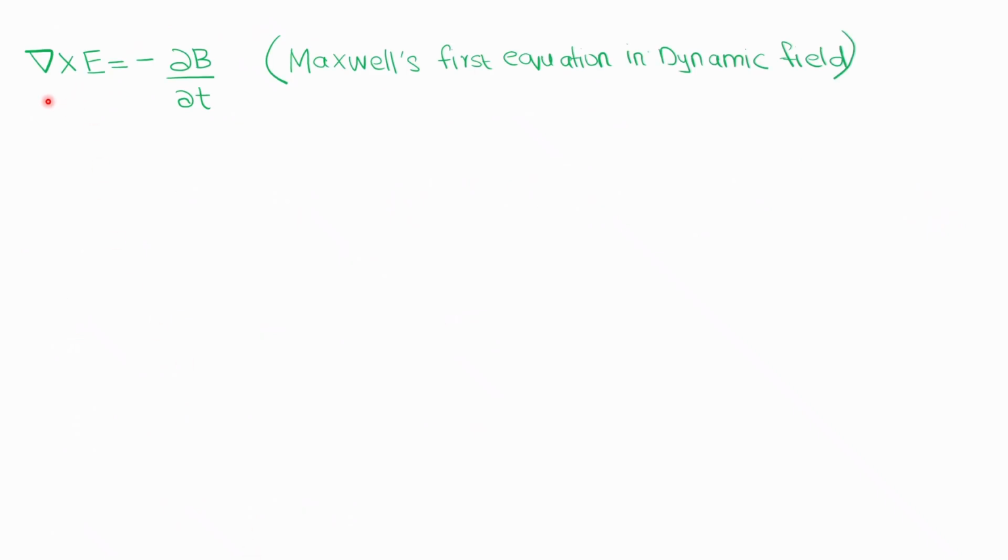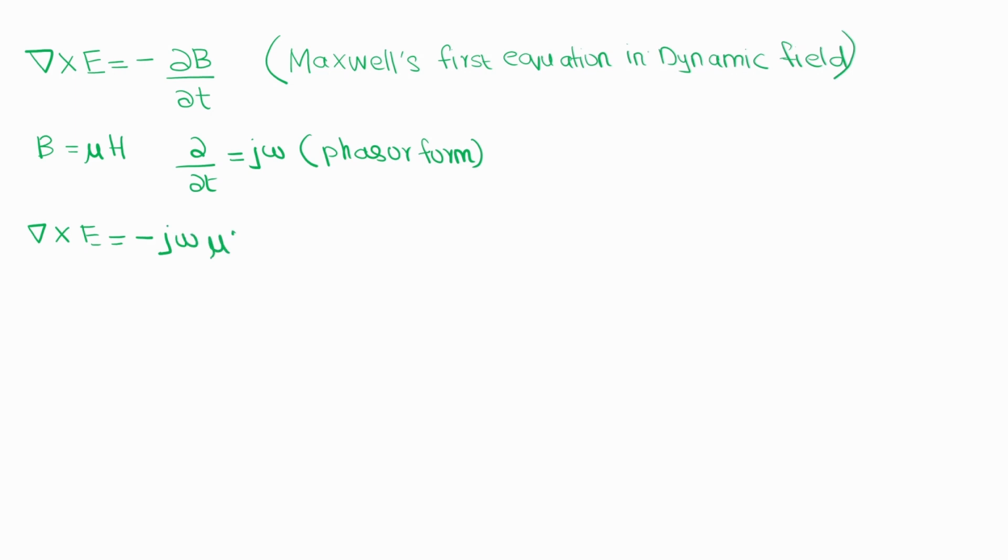Del cross E equal to minus dou B by dou t, Maxwell's first equation in dynamic field. And the magnetic flux density B equal to mu H, and dou by dou t equal to j omega, the phasor form representation. Maxwell's first equation in dynamic field was derived from Faraday's law of electromagnetic induction. Now considering the equation del cross E equal to minus j omega mu H, equation number 3. Now the curl of the vector.